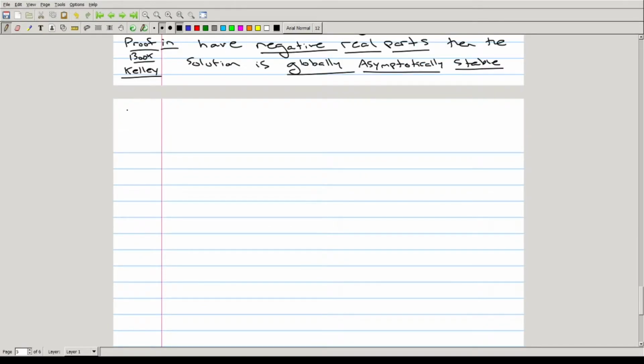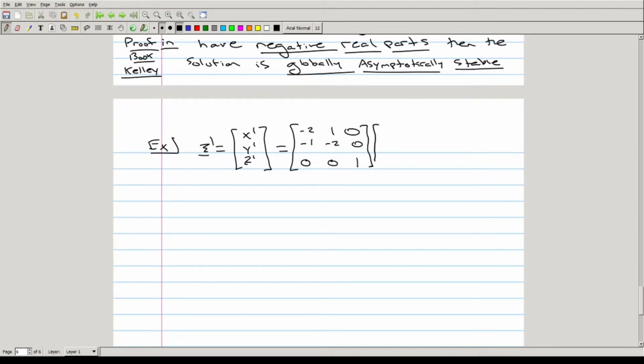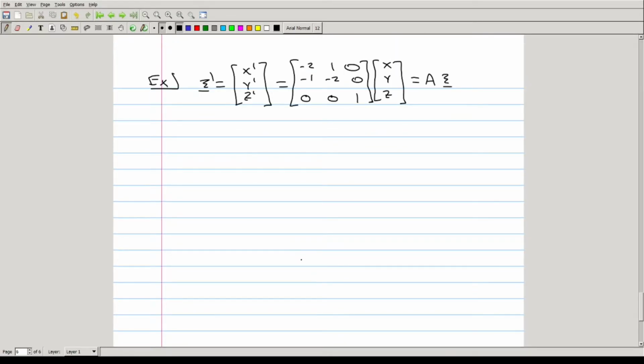But just for example, we'll go over 2 separate examples right now to show how to apply this. If you look at xi prime, which is x prime, y prime, z prime, is equal to the matrix with rows -2, 1, 0; -1, -2, 0; 0, 0, 1. So if we were to analyze the stability of this system, the determinant of the matrix A in this system is non-zero. So there's one equilibrium point, which is the origin.